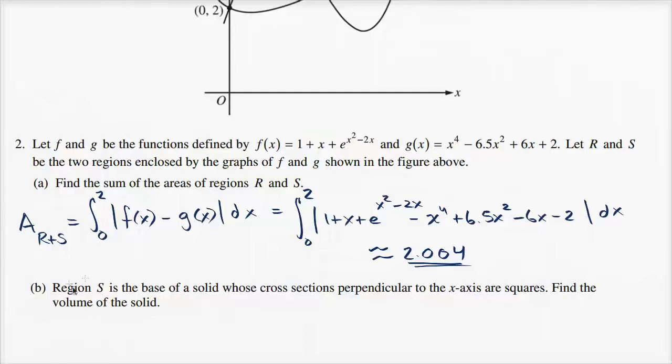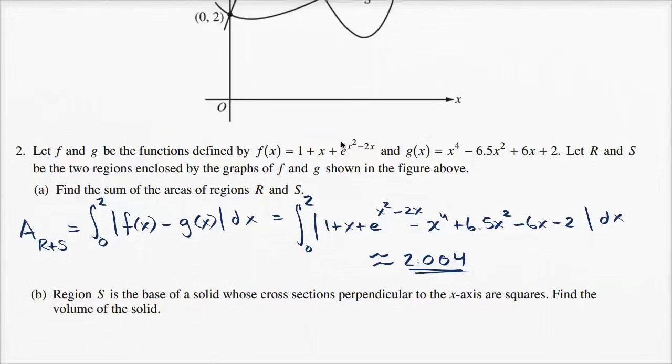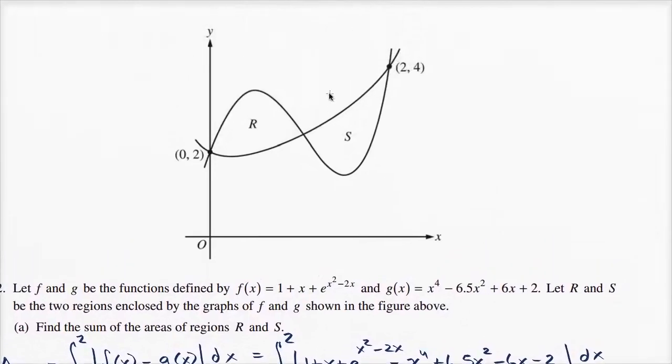Part 2b. Region S is the base of a solid whose cross-sections perpendicular to the x-axis are squares. Find the volume of the solid. Alright, so region S, we see it right over here. In the last part, we already said that this function is f and this function is g.